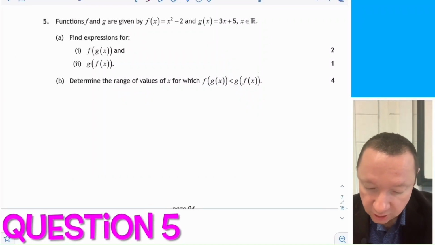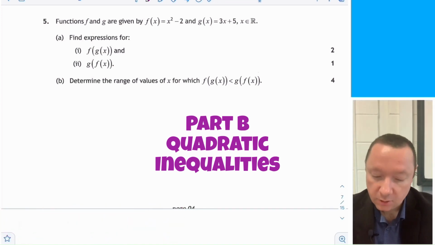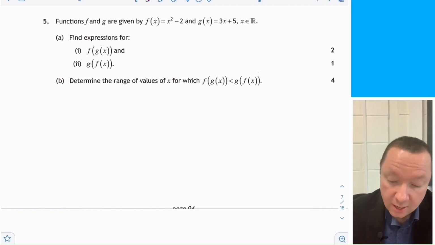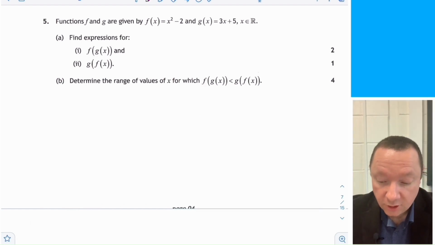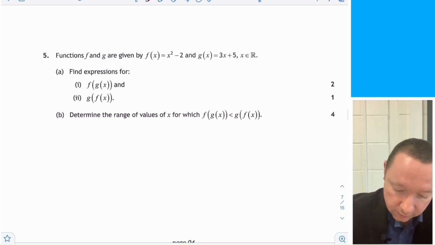Question 5. Functions f and g are given by f of x is x squared minus 2, g of x is 3x plus 5. We've defined expressions for f of g of x and g of f of x, and then determine the range of values for which f of g of x is less than g of f of x. Let's get straight into it.